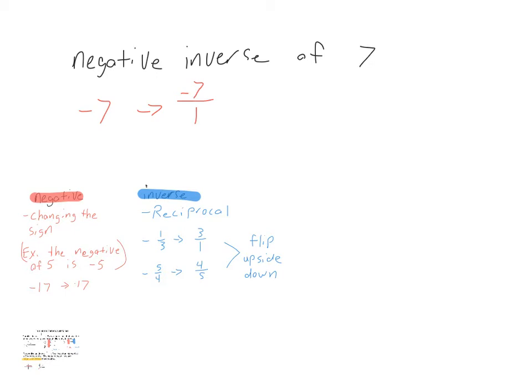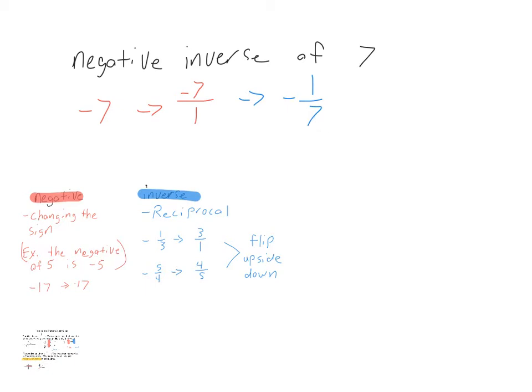So my inverse, again, remember we talked about the inverse just being flipping it upside down, would be -1 over 7. Now you don't necessarily have to write all those steps out, but I did it so that you can see where this came from. Negative inverse of 7 is -1/7.